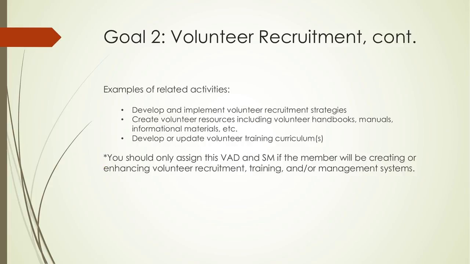Some examples of related activities that members have done in the past are to develop and implement volunteer recruitment strategies, and create volunteer resources, including volunteer handbooks, manuals, informational materials, etc. Develop or update volunteer and training curriculums. You should only assign this VAD and SM if the member will be creating or enhancing volunteer recruitment, training, and/or management systems.